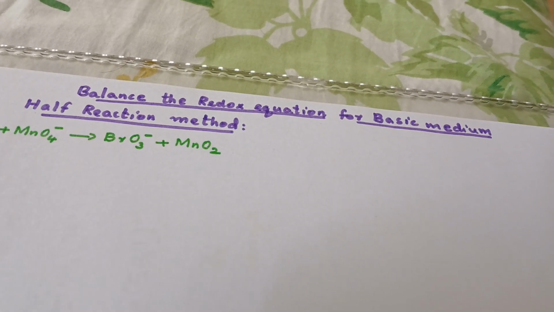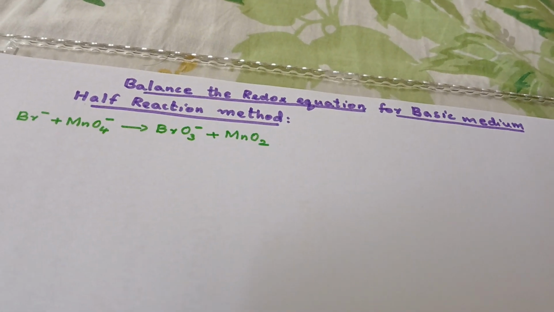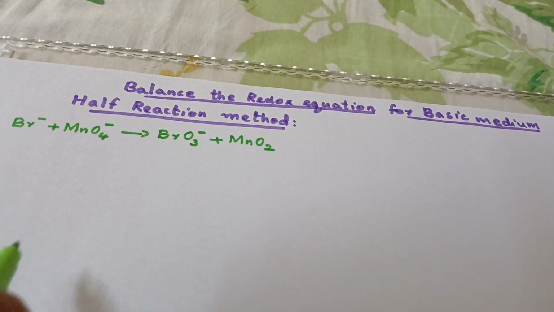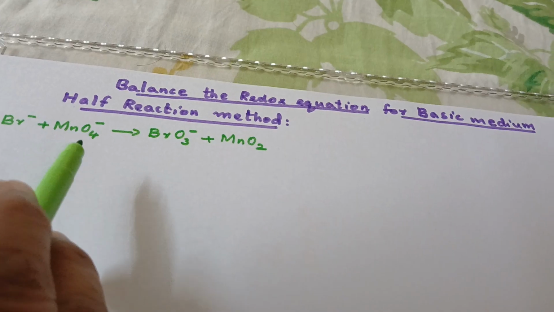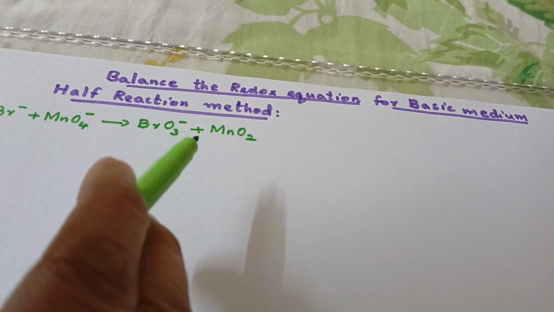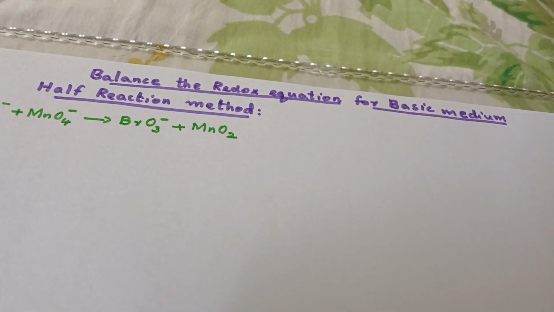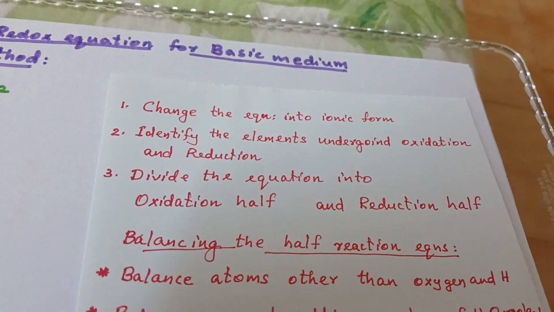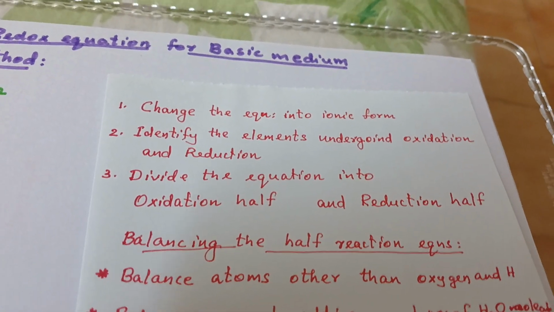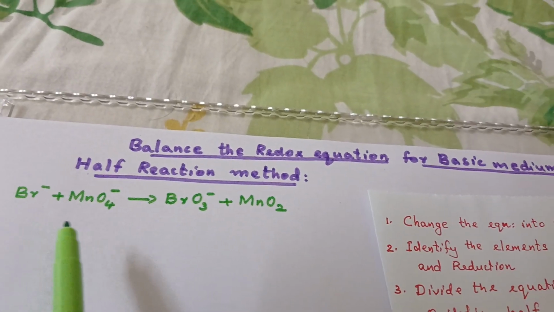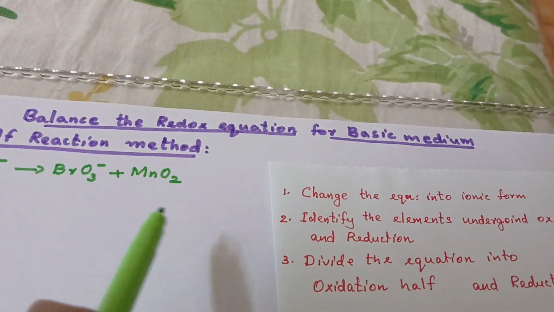Balance the redox equation for basic medium using half reaction method. This is the equation given to us: Br minus plus MnO4 minus giving BrO3 minus plus MnO2. We have a set of rules, as you know. First of all, we have to change the equation into ionic form. But in this case, it is given in the ionic form.